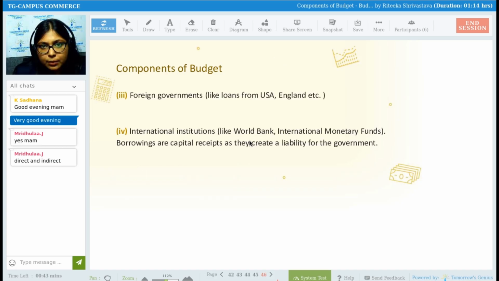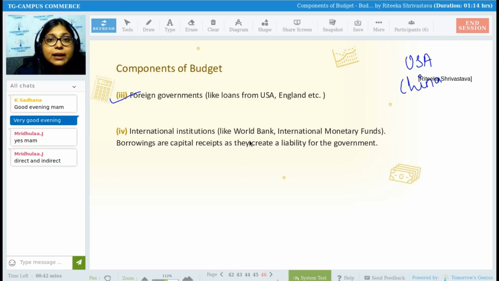Through the Reserve Bank of India, that is RBI, the government can also do borrowings. Then, foreign governments. The Indian government can take a loan from, say, the US government or the Chinese government. This is called foreign governments. So at times it is possible that India might take loans from foreign governments like the USA, China, Russia, Japan, like that. So loans from USA, England, etc.